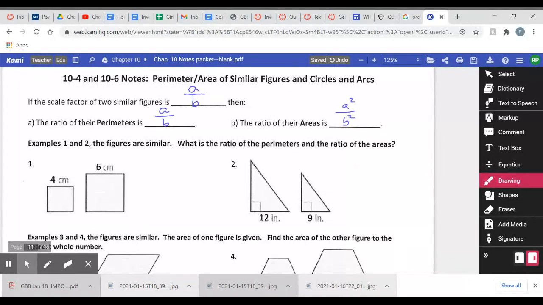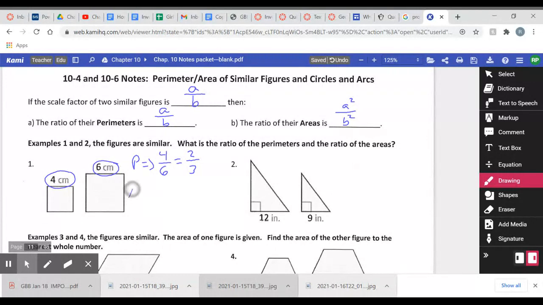It's telling you that in examples 1 and 2, the figures are similar to each other. And so it says, what is the ratio of the perimeters and the ratio of the areas? So in terms of the perimeter, we know that we can take two corresponding side lengths, which they only gave us one pair of, and we can write that as a ratio, 4 over 6. And then we can reduce it down. Okay, so again, that's our a over b, two lengths reduced down if needed, and that would be the scale factor as well as the ratio of the perimeters.